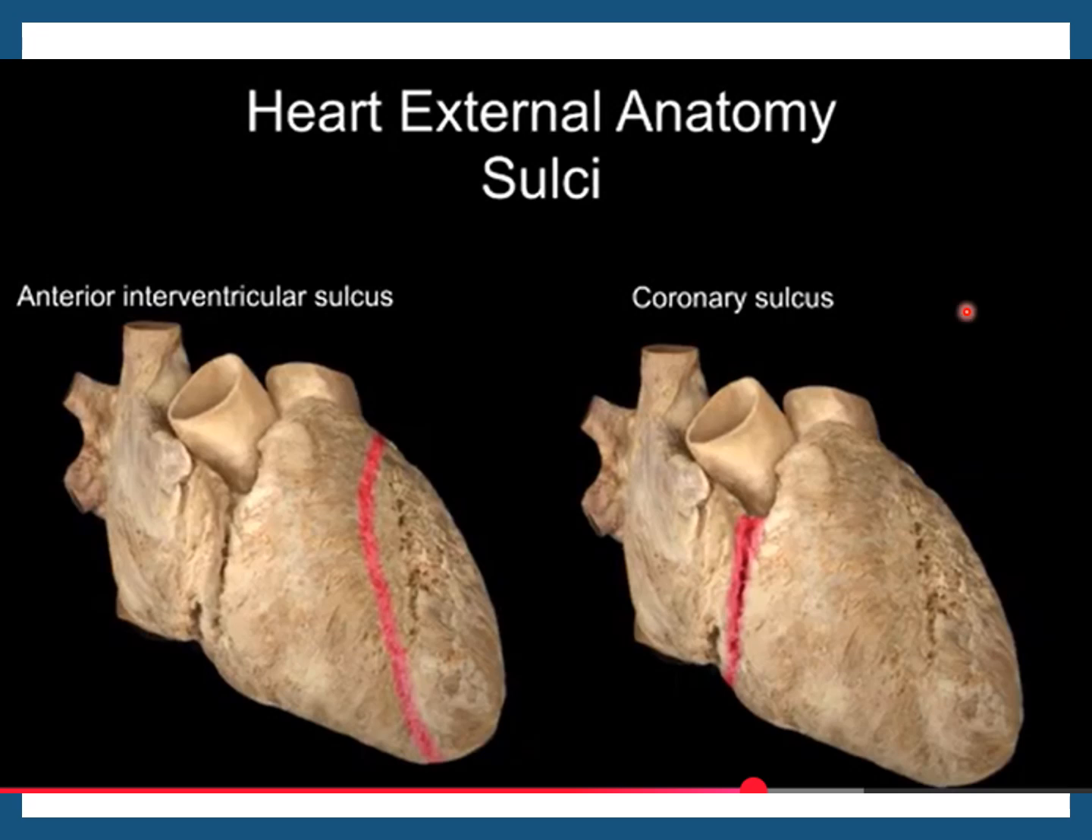Here is an image on a real heart of that anterior interventricular sulcus and of that coronary sulcus. So this will separate the atria from the ventricles, and then this interventricular sulcus will separate the right and left ventricles.